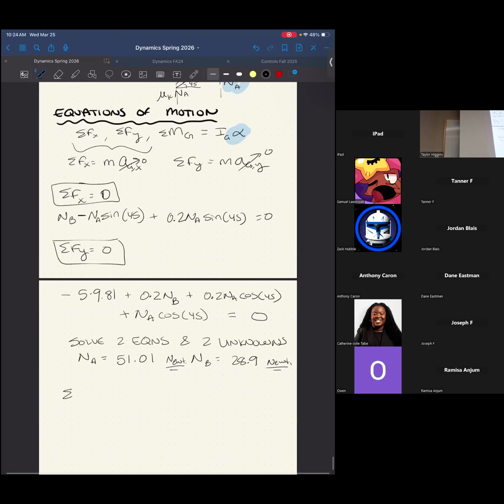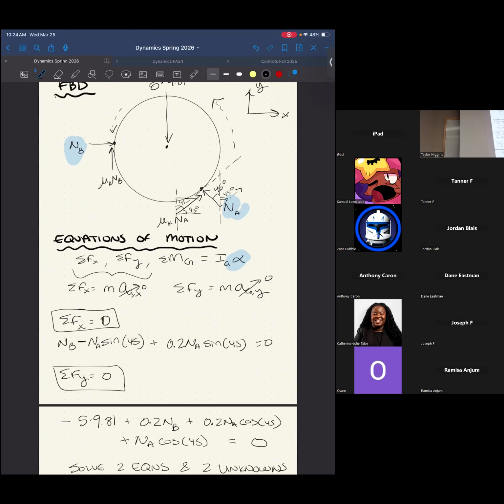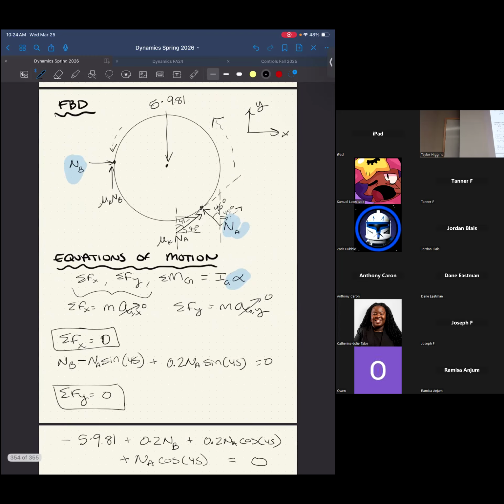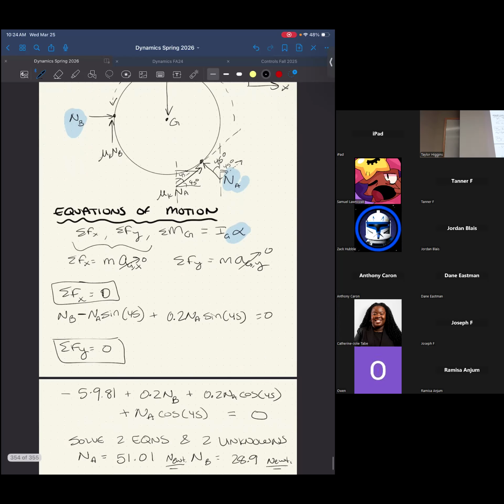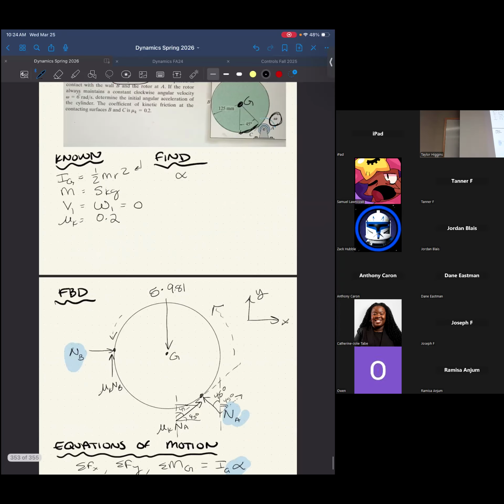So sum of moments about G equals I G alpha. Which forces cause a moment about G? Only friction. Only the frictions, correct. Both of the normal forces point directly into G, and so does the mass. So it's just mu K NB and mu K NA. And then I needed to put the radius of the whole thing, which is 125 millimeters, which is annoying, so 0.125 meters.